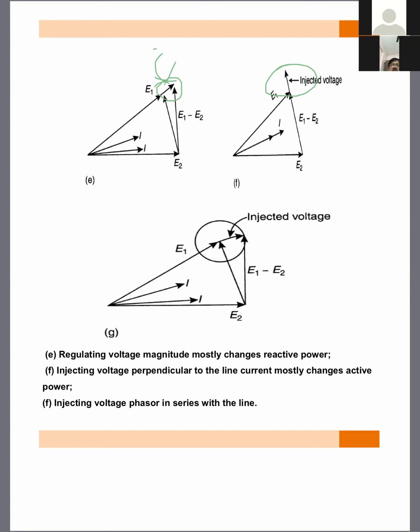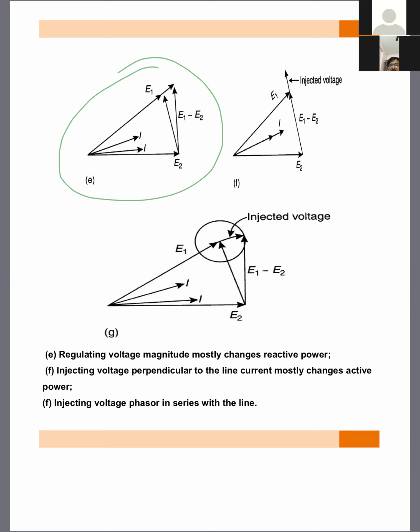Generally this will be the case in the shunt compensator, the shunt FACTS controller. In this case, the difference in the voltage will change like this. You can see the difference in the voltage will vary, so that the current will vary. So in shunt compensation, generally we do this, and mostly the reactive power will be changing, not real power.